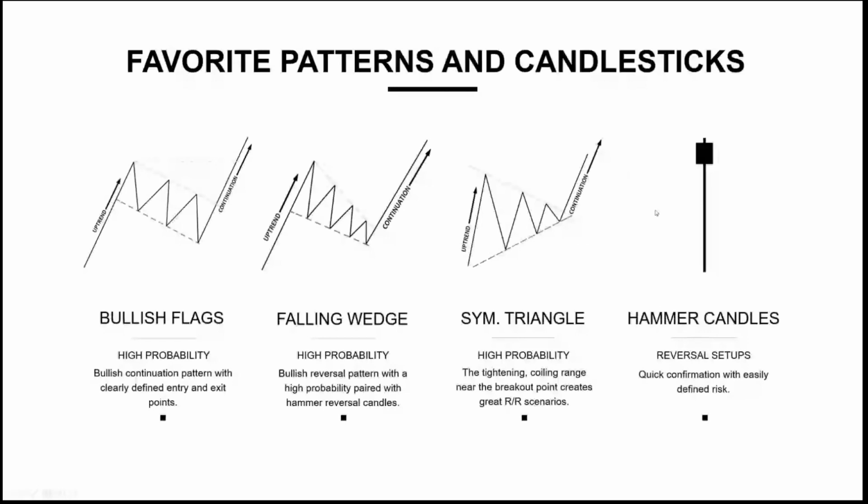And then hammer candles. I look for these primarily with the falling wedge setup. If I'm trading a falling wedge, I'm looking for a hammer candle reversal. And this is another easy setup to trade. You can set your stop just below the wick, and it's easy to see the confirmation. If it doesn't work out, it's a minimal loss, and usually it creates a very good risk reward.